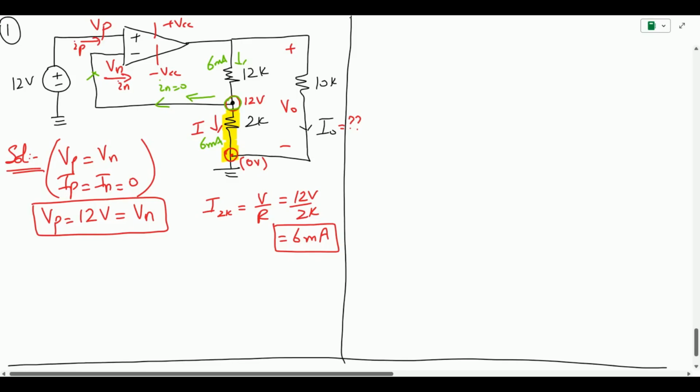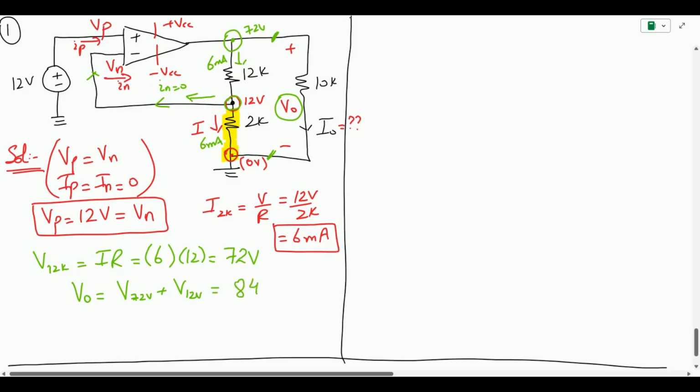So we can find the voltage across the 12 kilo ohm, which is going to be I into R. We know that the current is 6 multiplied by 12, we get 72 volts. So the voltage appearing at this point is 72 volts. Now we know what is the voltage appearing at this point, so we can figure out the total voltage Vout by simply taking the potential difference between here and ground. So the total voltage Vout is going to be the voltage at 72 plus the voltage at 12 volts, and this is going to be 84 volts.